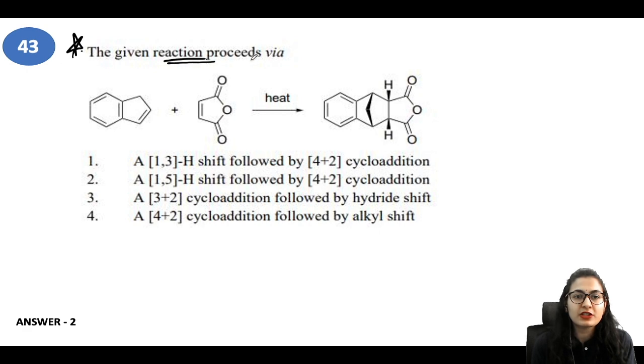Next, very good question. The given reaction proceeds via. Now I have discussed this question just few days before in the plus classes. ये बहुत ही अच्छा question है कि direct reaction हम नहीं कर सकते ना इसका. We cannot do a direct Diels-Alder reaction of this and this because there is no diene. So what we do is we do a 1,5 hydrogen shift in this way such that a diene is created.